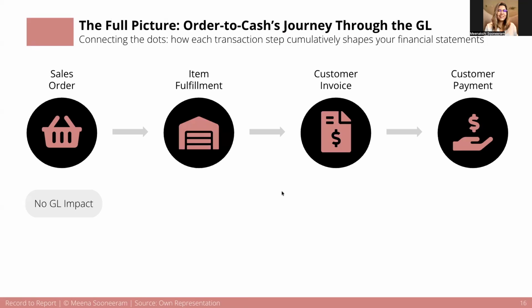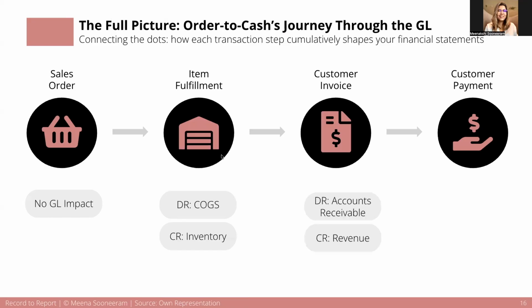So now if we put them all together, sales order, no GL impact whatsoever. Item fulfillment will decrease your inventory and increase your COGS as well. Customer invoice, your AR will get impacted as well as your revenue. And customer payments, this is where your AR will get cancelled out and your bank account will get debited.